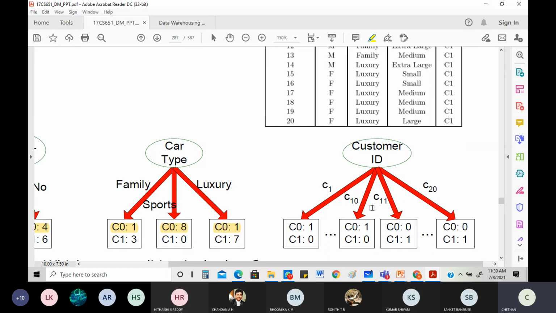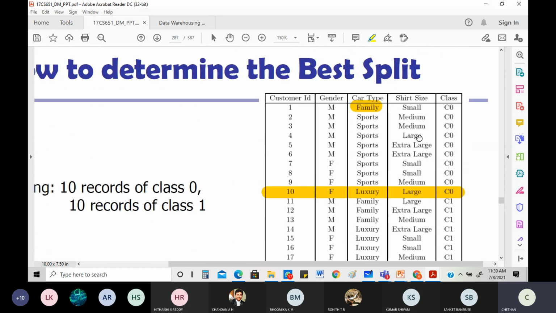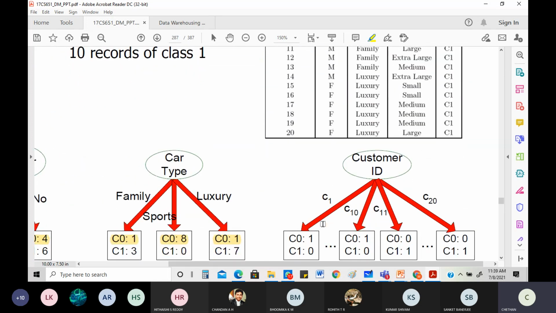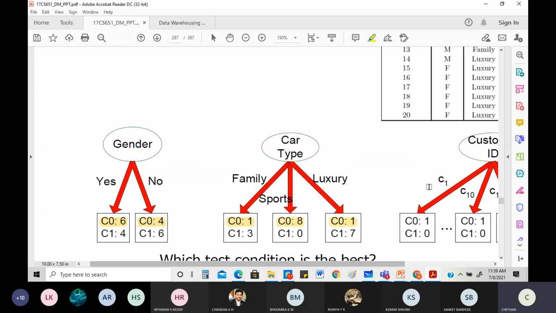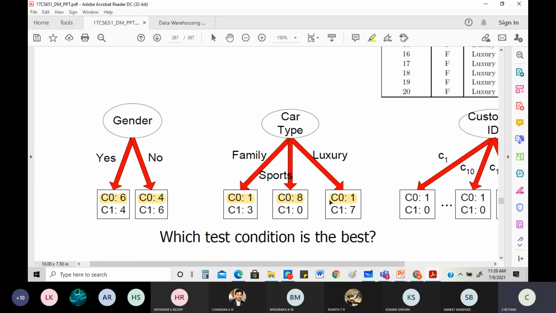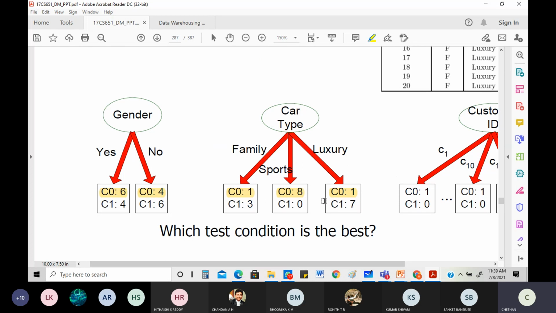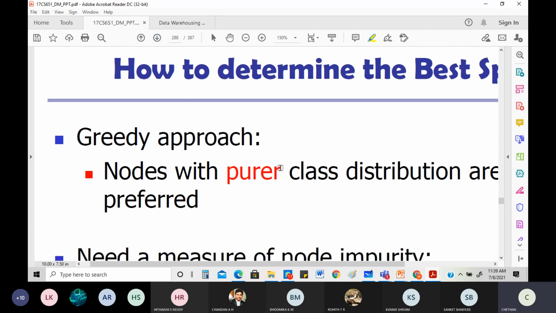Then think of customer ID. The first one, C1, what values does it have? Then with regard to the 10th, what values does it have? You can put all these in the form of a multi-way split like this. Among all these, you have so many types of splitting. Which test condition is the best? That will decide what needs to be chosen. For that, you figure out all these things.